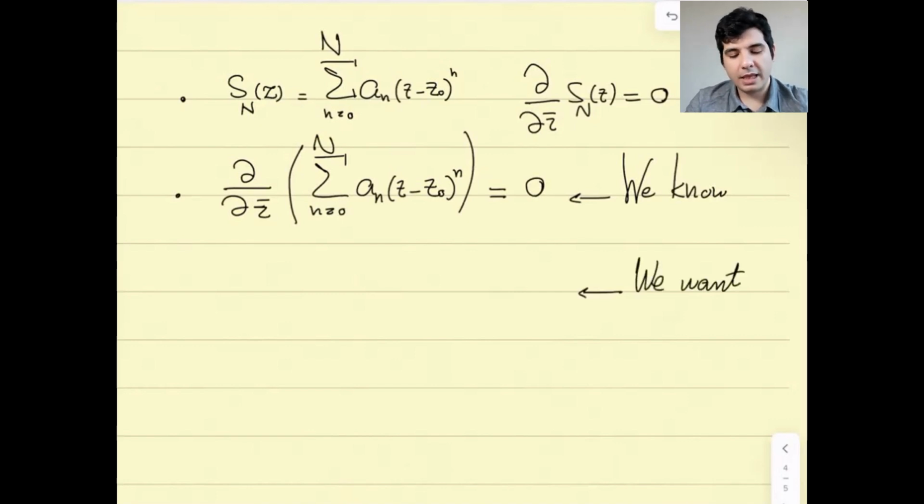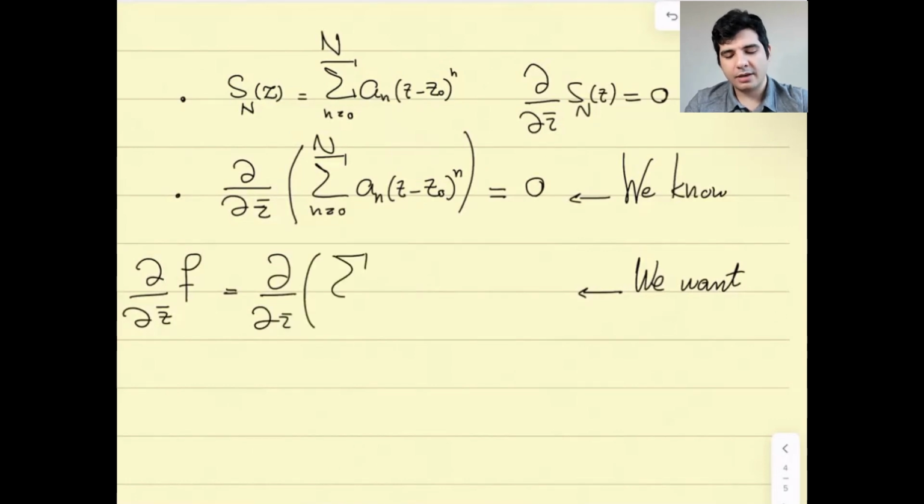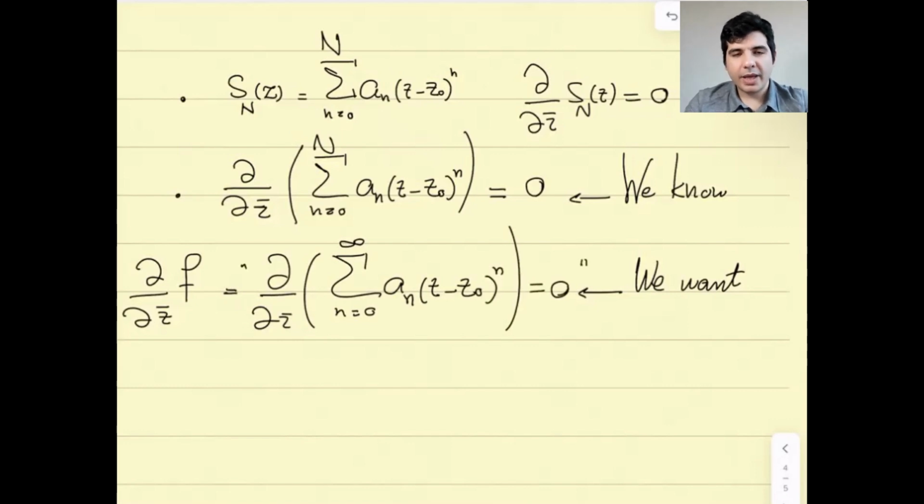We want to show that the derivative of f with respect to z bar is equal to 0, but f is equal to the sum from n equals 0 to infinity of a_n (z minus z_0)^n. We want to prove this. So the main question is: from the second line, can we get to the third line or not? Can we get from here to here?